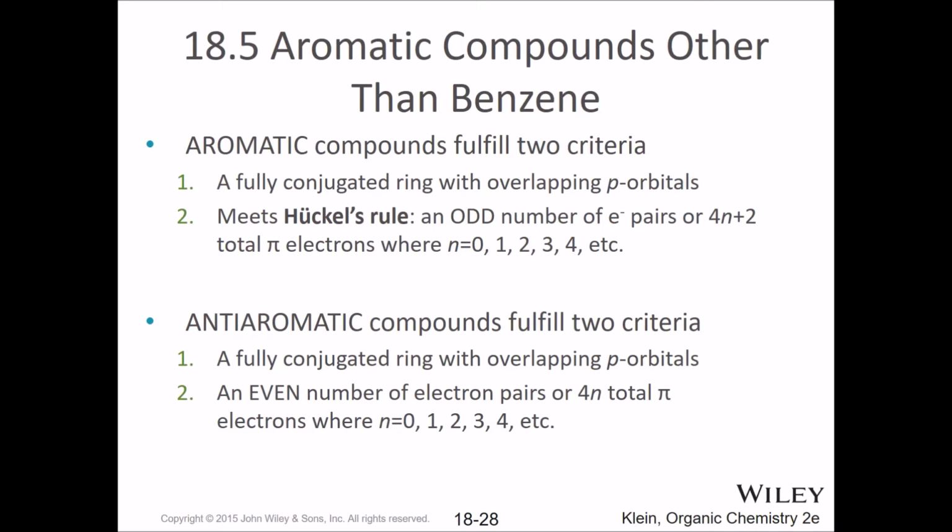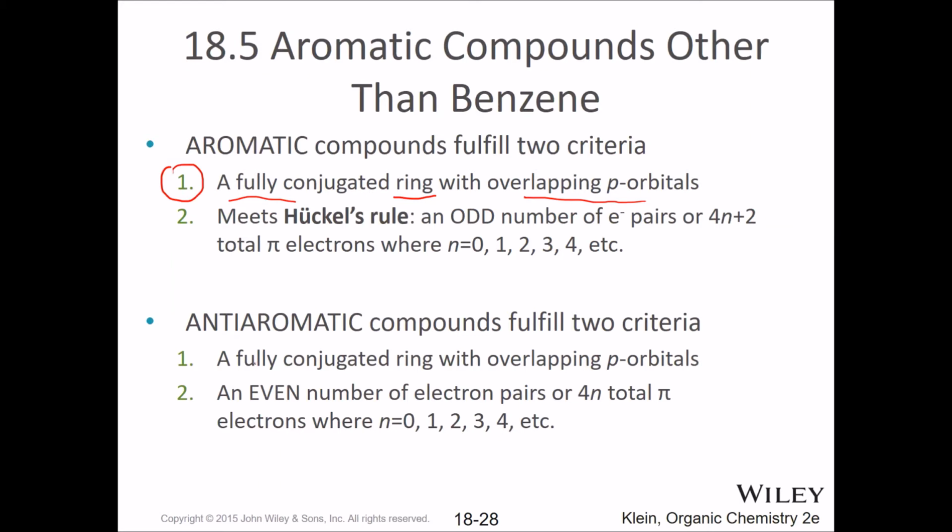Aromatic compounds fulfill two criteria, and Klein suggests this is two criteria, but this first one, as we've seen, is really kind of three criteria, right? It's a fully conjugated ring with overlapping p orbitals. And that means that we have a ring full of essentially sp2 hybridized carbons. It would be possible to have an sp3 hybridized carbon in there too, but that would be difficult. Mostly it's going to be sp2, I think, with no exceptions.